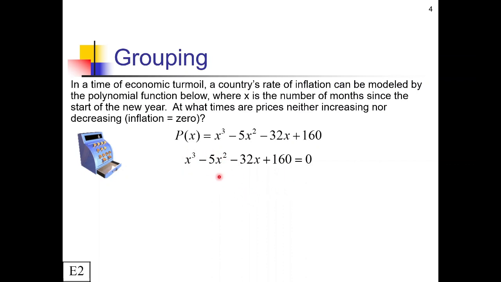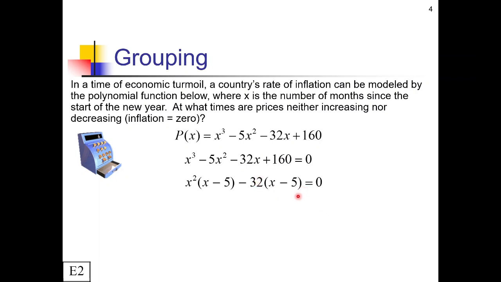For the first 2 terms, I can take an x squared out of those. That leaves me with x minus 5. And for the next 2, I think I can take a 32 out of those, a negative 32. That'll leave me with an x, and 160 divided by negative 32 is negative 5.